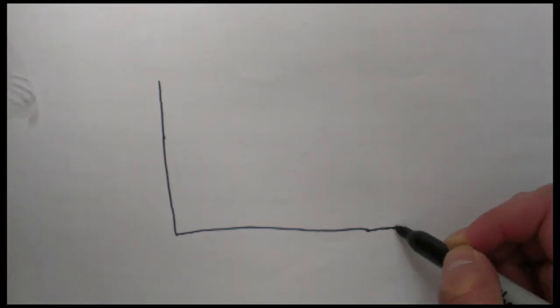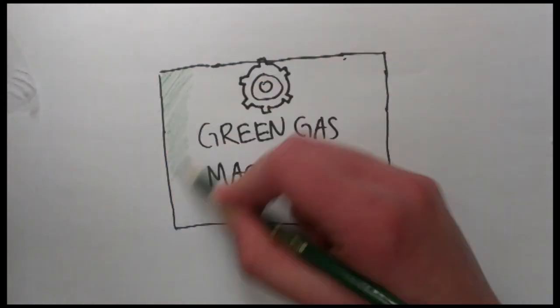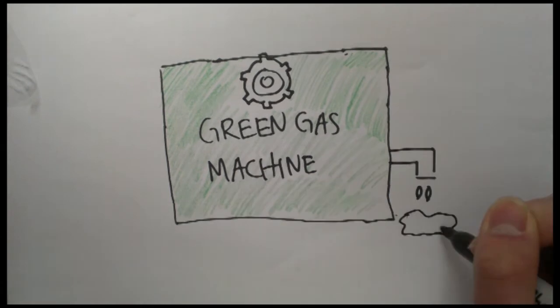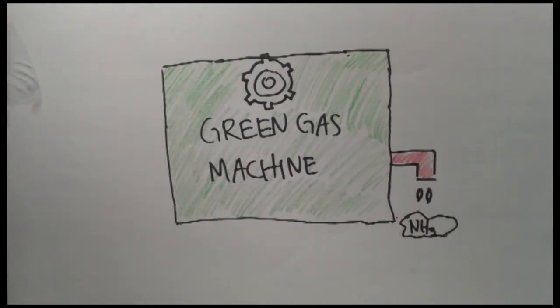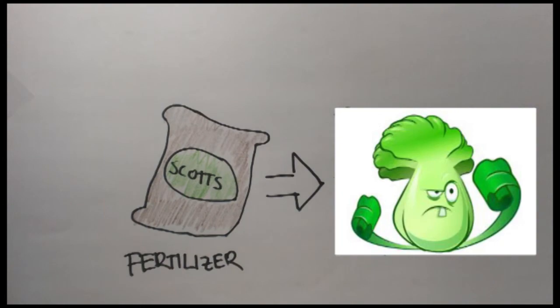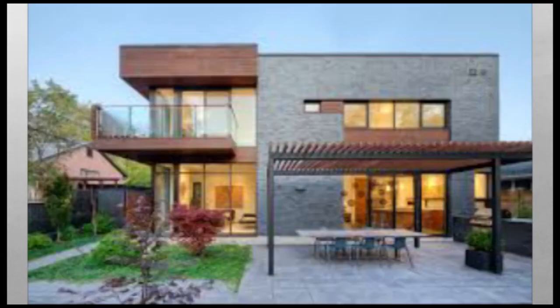In the future, ammonia can be created by you with a green gas machine, since the reactants to make ammonia are naturally occurring and in abundance, which means that you can make it as much as you want, as a fuel or a fertilizer. So to conclude, ammonia can be used as a fertilizer for plants, or fuel for jets, trains, cars, or even your house.